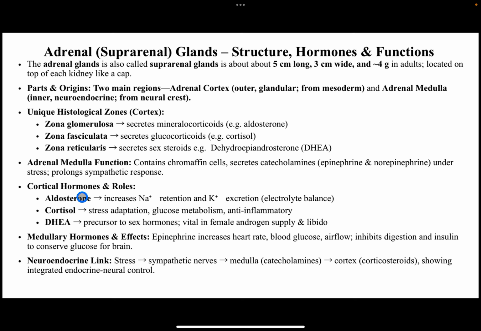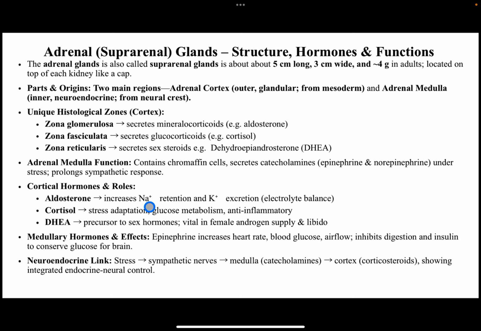Good. So we have aldosterone. What does it do? Now we are going to look at the functions. Now you know the cortical hormones. There are three: aldosterone, cortisol, and dehydroepiandrosterone. Now aldosterone works to increase your blood sodium levels. They increase sodium retention and potassium excretion. That means they play a role in electrolyte balance.